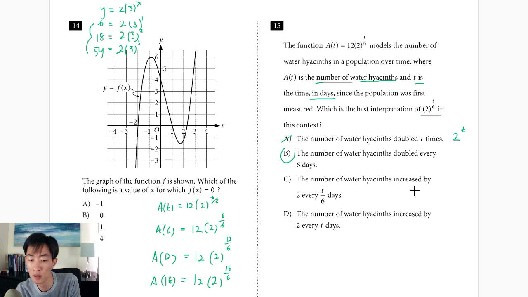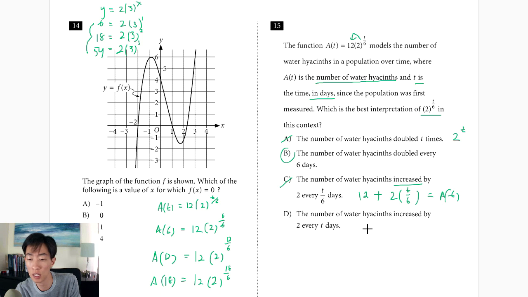C, the number of water hyacinths increased by 2 every t over 6 days. So what makes this wrong is notice that they've changed double to increase. Because remember, in the original equation, we're multiplying the 12 by 2 a certain number of times. For choice C to work, the equation I think would have to look like this. To increase by 2, we're adding 2 to 12. And how often is that going to happen? Every t over 6 days. So that would be the function a of t if C were true, but obviously it's not.